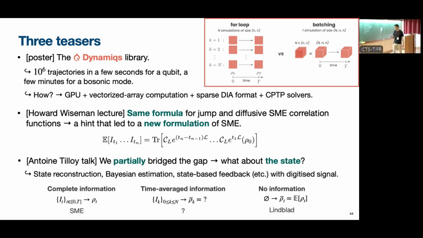And the last teaser is about Antoine Tilloy's talk. Antoine Tilloy is my second supervisor, because I lied to you a little bit. I said we bridged the gap between what's measured and the theory, but we just partially bridged it. We gave the statistics of the signal, but we didn't say how the state of the system is conditioned on this digitized signal. And so I like to think of this result as a middle way between having complete time information, the complete trajectory, as described by the SME, or absolutely no information, as described by Lindblad. In practice, you have small time averaged information, and the question is, what is the state in this case? And so Antoine will talk about the results we have in this regard.